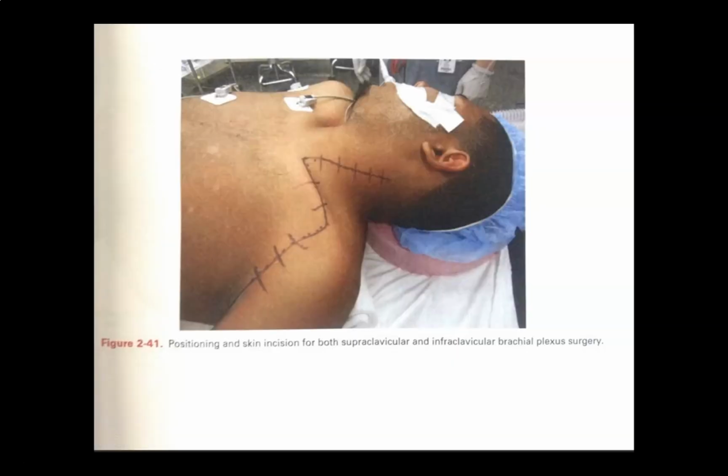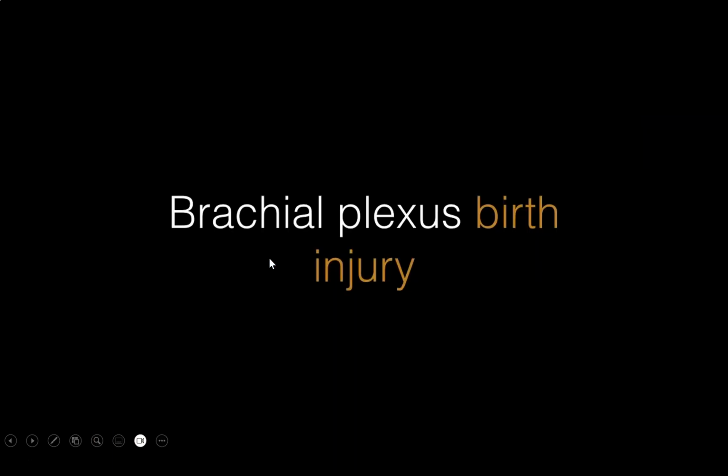We can combine a supra and infraclavicular approach. We can do above, as we said, the upper third of the clavicle. You can extend it along the posterior border of sternomastoid, or you might not extend it. And then you go in the deltopectoral groove and you do your incision. And these are the tricks for the exposure of the brachial plexus.